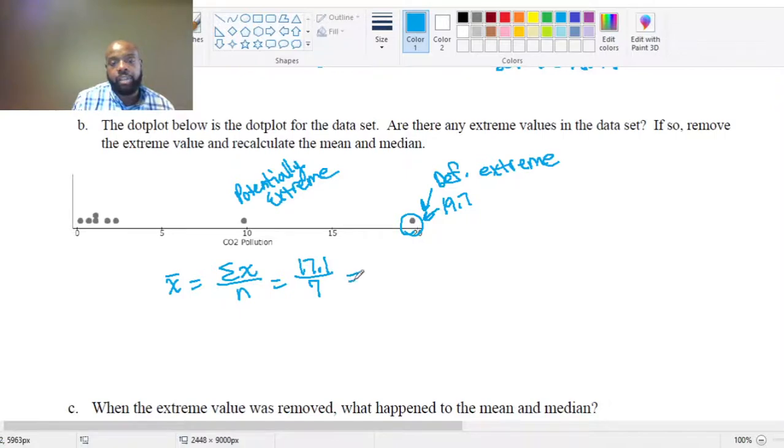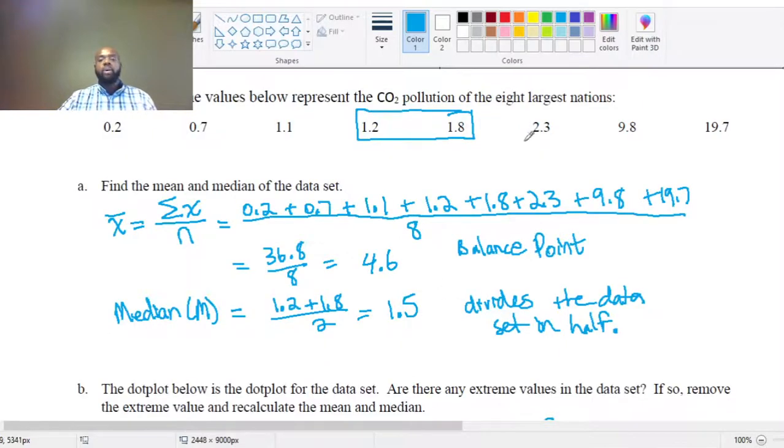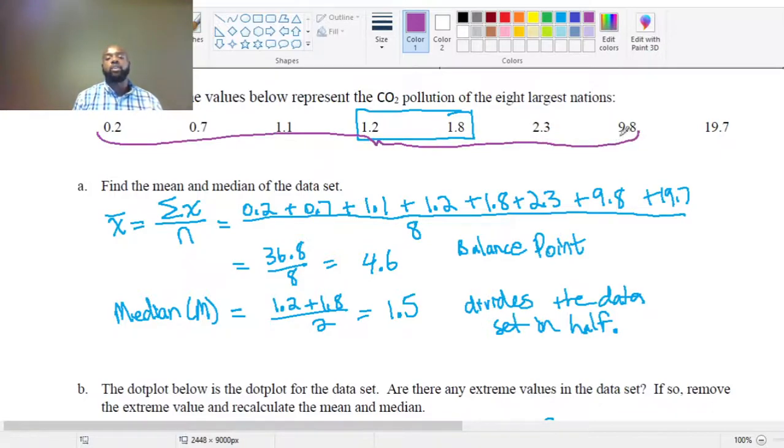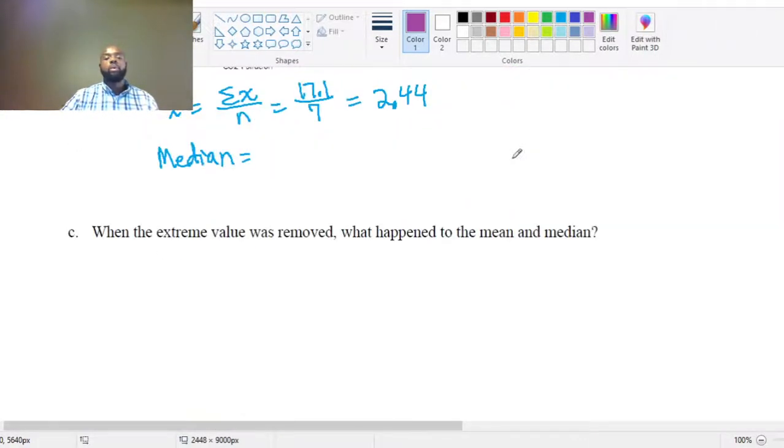And this will give me 2.44, so on and so forth. Now my median, after I remove that, well, now I have just 7 data values, right? So 1, 2, 3, 1, 2, 3. This is my new median, which is 1.2.